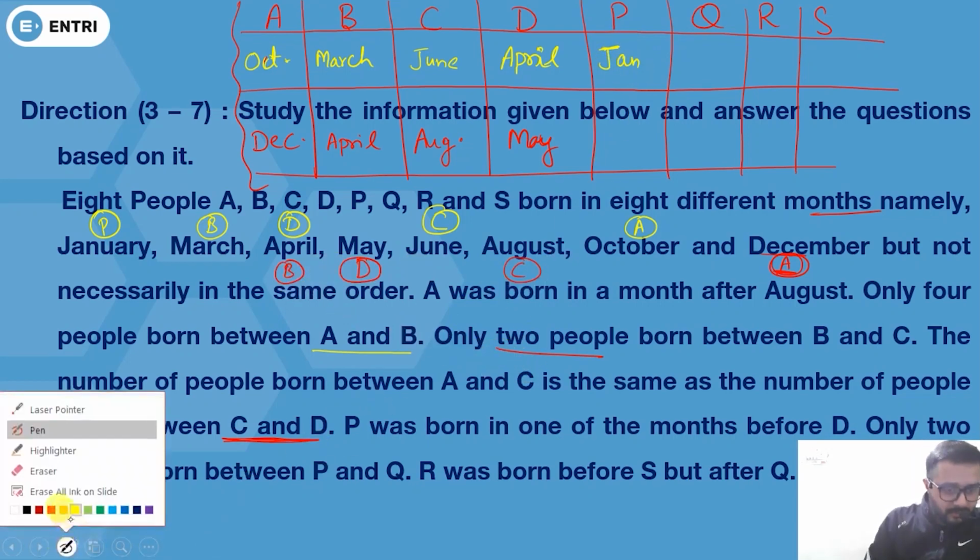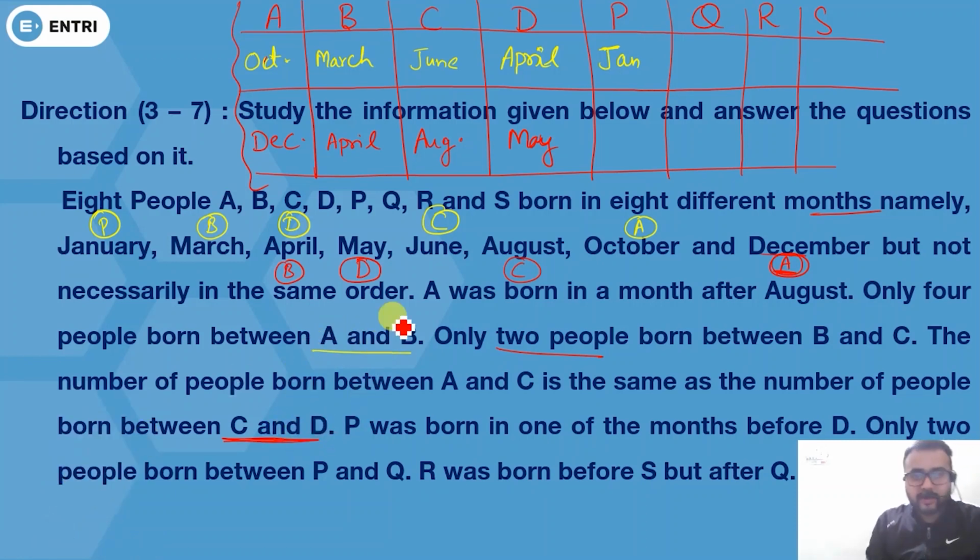And if we go to this red color, see here, A is here, C is here, D is here. Now see one thing, D was born in May. If D was born in May, then P will be born in either January or March. So P will have 2 options according to this. What are those? Either January or March. Now see, P was born in one of the months before D.